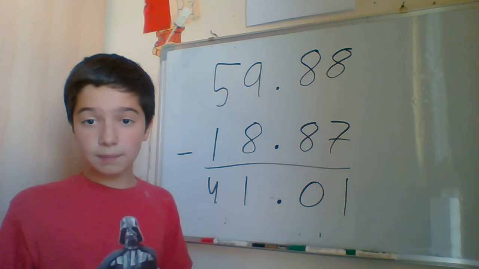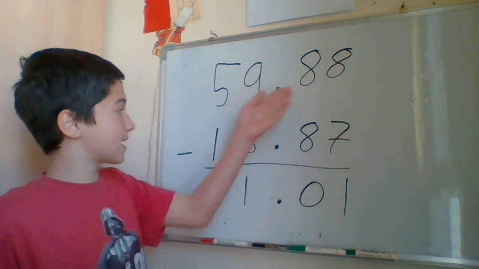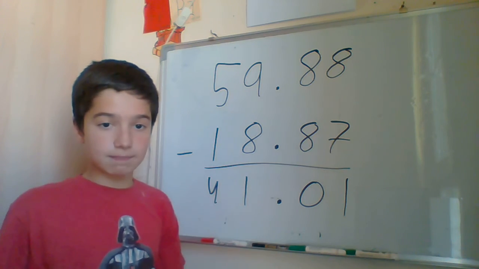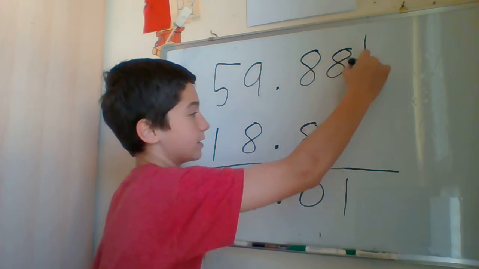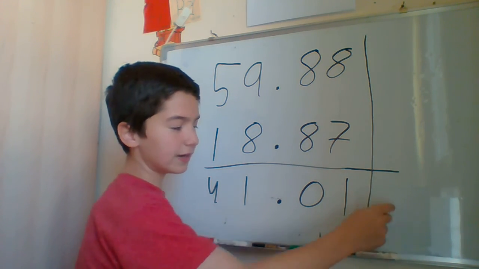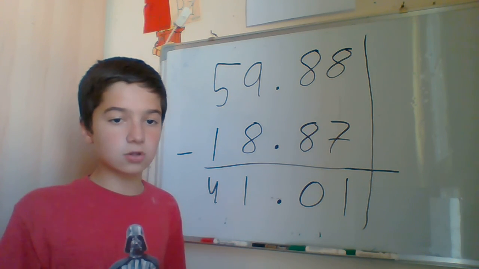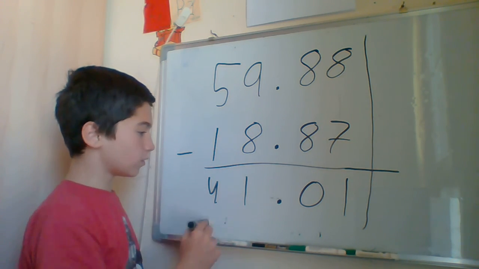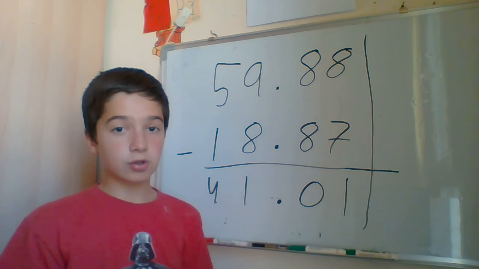And the number which has fewer decimal places is both 59.88 and 18.87. So I'm going to extend this a little bit, and I'm going to draw a line here. Now we look, we have the number 1. We don't have any number next to it, so we can't round up. So the answer is going to be the same, 41.01.